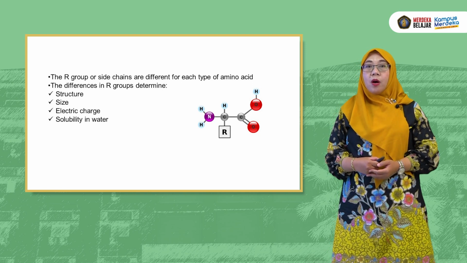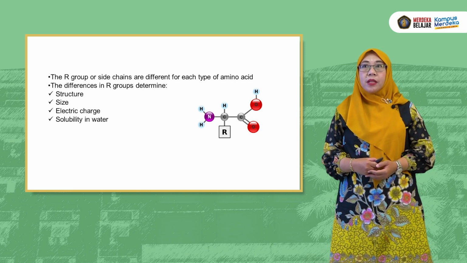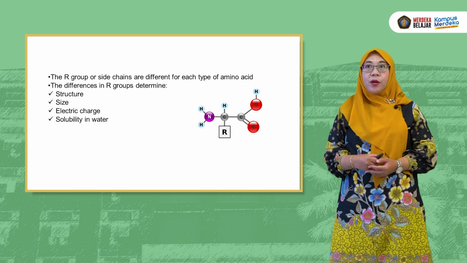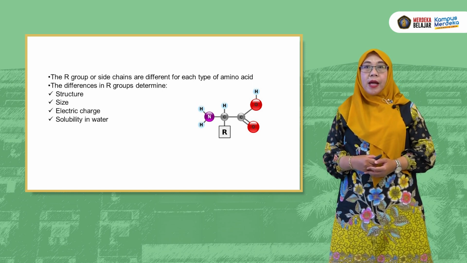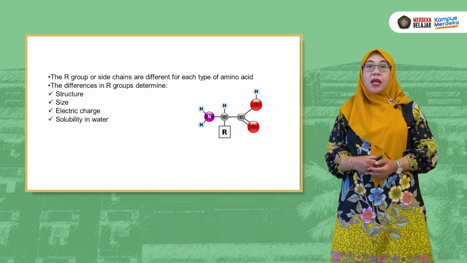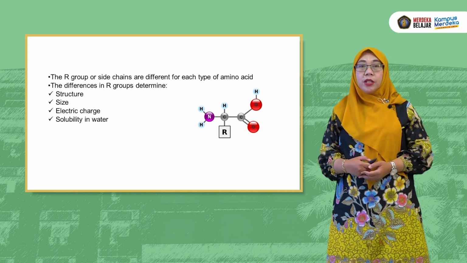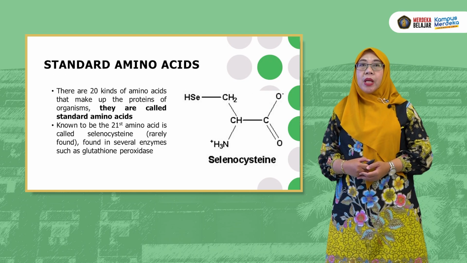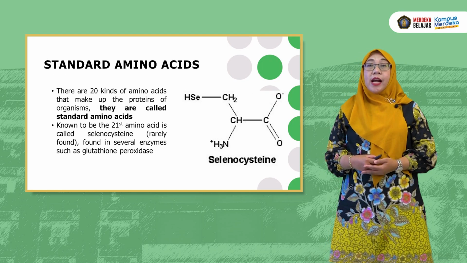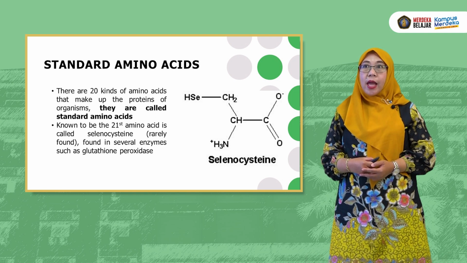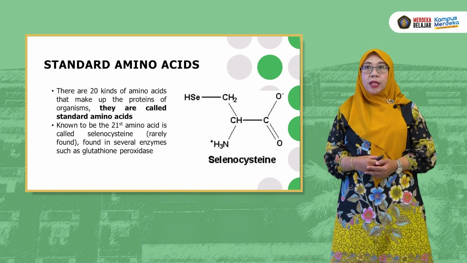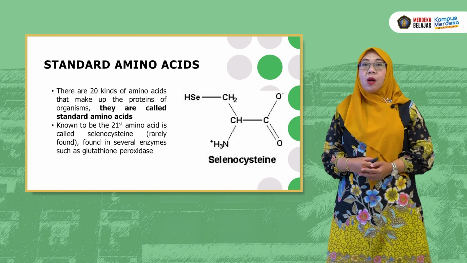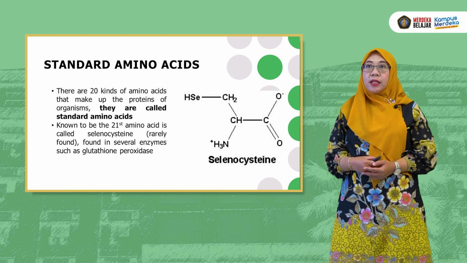The R group or side chain of amino acids is different for each type of amino acid. The differences in R groups determine structure, size, electric charge, and solubility in water for each amino acid. There are 20 kinds of amino acids that make up proteins of organisms. They are called standard amino acids.